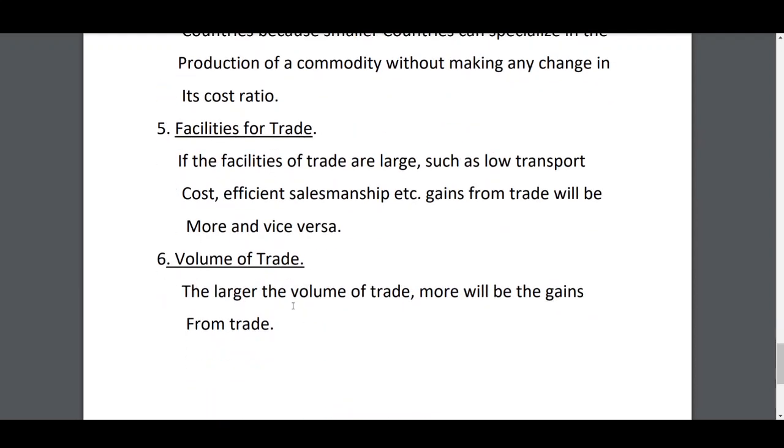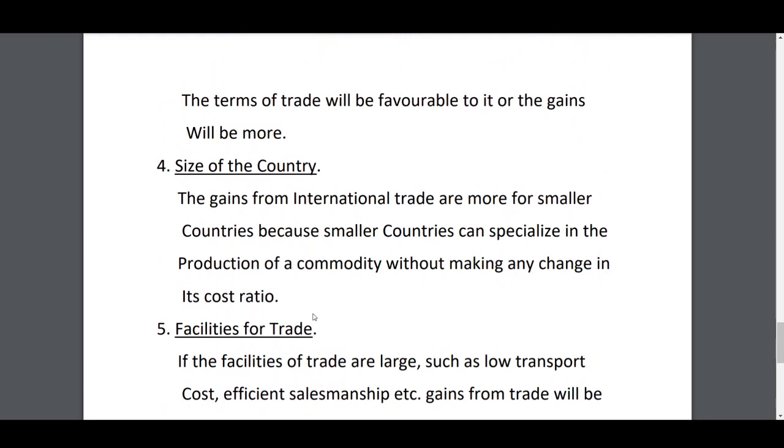Next, sixth point, volume of trade. That means quantity of trade. The larger the volume of trade, the more will be the gains. If the quantity of trade is smaller, then the gains from trade will be less. So these are the six factors that affect gains from trade.